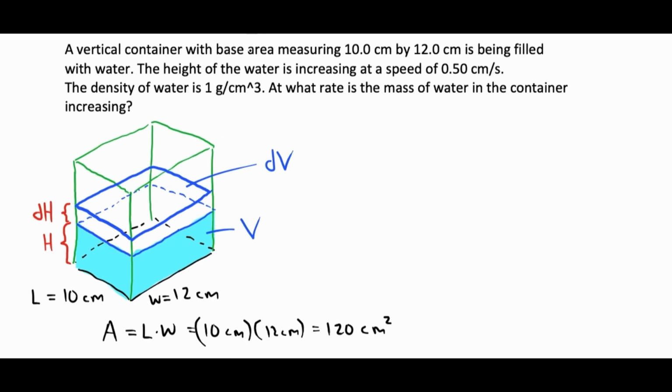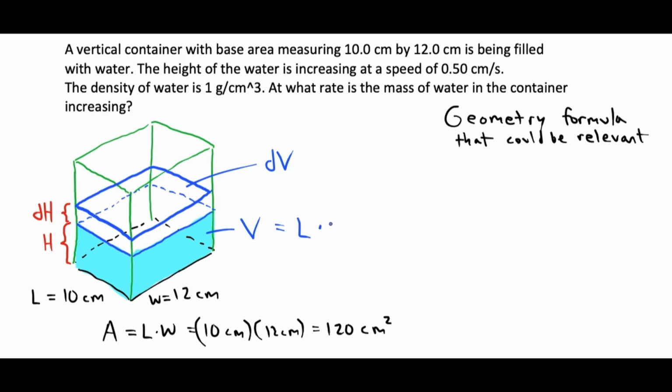Now, we want to analyze how differentials are related to each other. So, first of all, let's come up with some geometry formulas that could be relevant. That's always a good start. How do we find a volume? Length times width times height. So a couple of formulas I used already. Area equals length times width, and volume equals length times width times height.